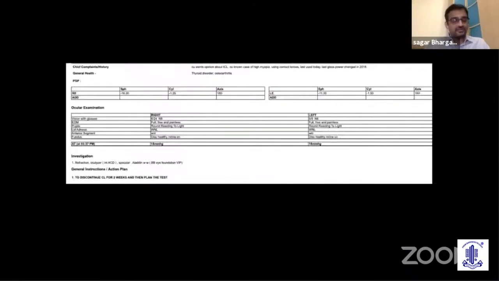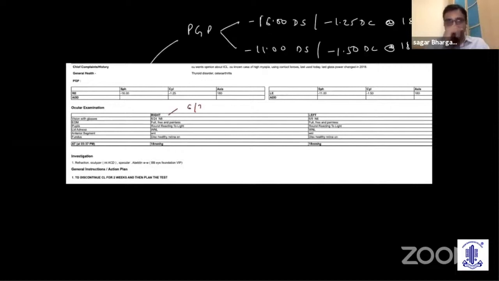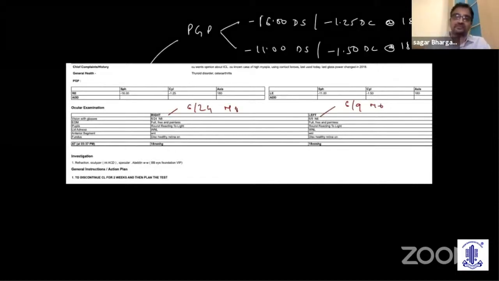So let me share with you a case. This was a 35-year-old lady who came for an opinion for ICL, and this was her refraction. She was wearing glasses of -16 with 1.25 cylinder in the right eye and -11 with 1.5 cylinder at 180 degrees in the left eye.